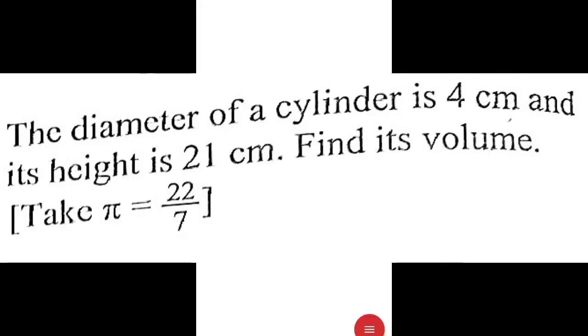Let's look at the next question. The diameter of a cylinder is 4 centimeters and its height is 21 centimeters. Find its volume. Our pi is 22/7. Now, the volume of a cylinder, we take pi r squared and multiply by the height. Pi r squared represents the shape of the base, or the bottom, which looks like a circle. So we take the area of that circle and multiply by how tall the cylinder is. That will give us the space occupied by that particular cylinder, hence the volume. So that's why we have pi r squared h.